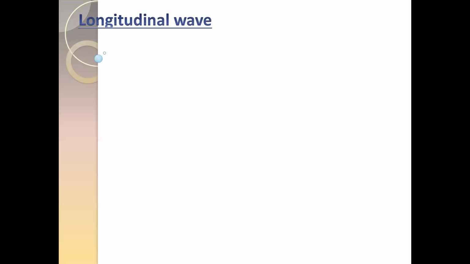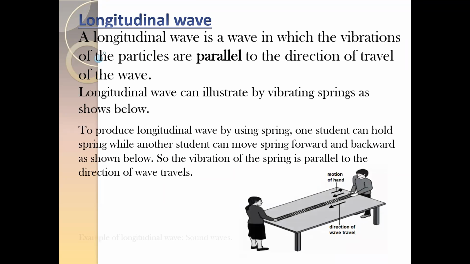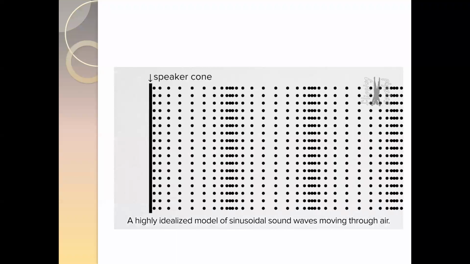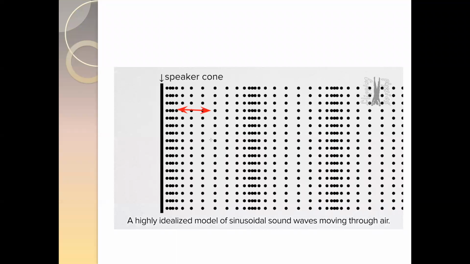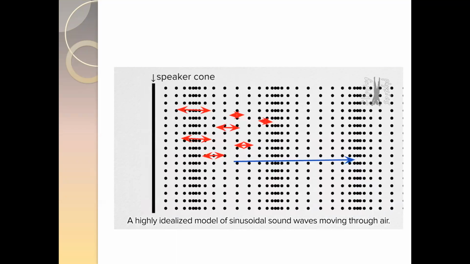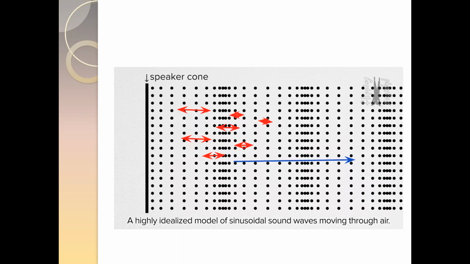Then what is a longitudinal wave? A longitudinal wave is one in which the particles vibrate parallel to the direction of the wave. As you can see here, this is a sound wave. So how are the particles moving? They are moving right and left, and in which direction is the energy transferred? The energy is also transferred from left to right. So the direction of the particles and the direction of energy transfer are the same. So this wave we call a longitudinal wave.